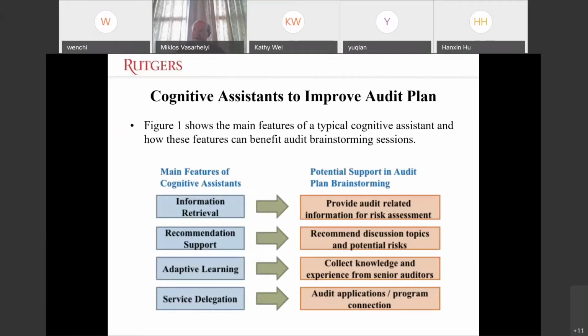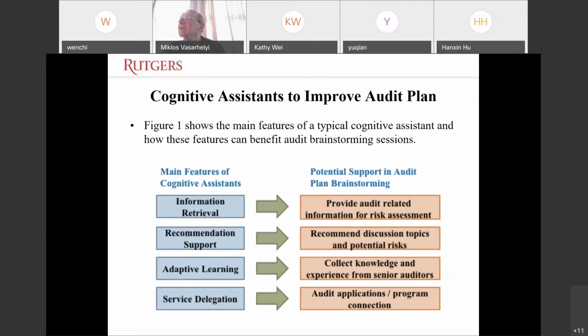Figure one shows the main features of the typical cognitive assistant and how these features can benefit audit brainstorming sessions. The first one is information retrieval. Just like using Apple Siri in a brainstorming session, auditors can ask for information such as financial statements, regulation, or analytical procedures guideline that related to the risk assessment.